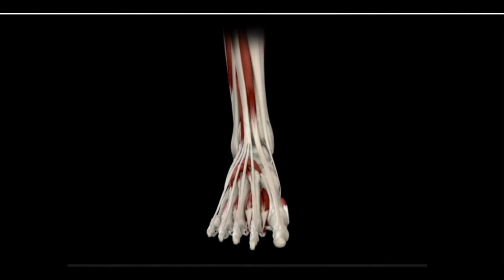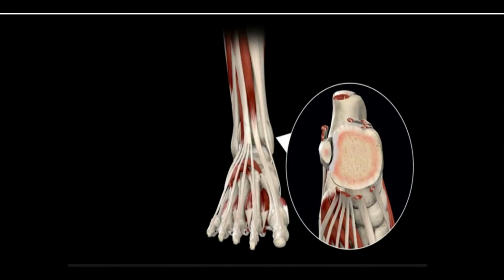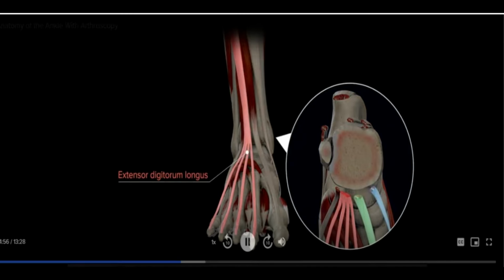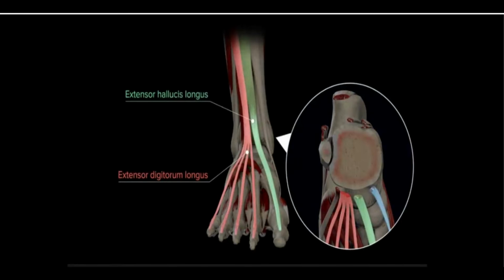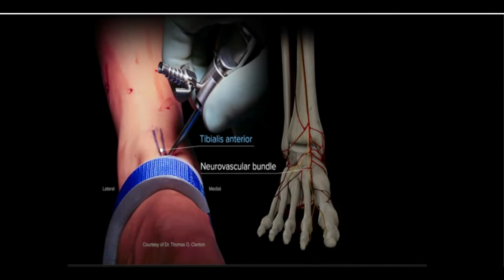When the skin is removed, a variety of superficial structures are seen that can be appreciated with this cross-section just above the ankle joint. Here we see, from lateral to medial, the extensor digitorum longus, then the extensor hallucis longus, and tibialis anterior. It is paramount that the anteromedial portal is made medial to the tibialis anterior tendon to avoid the anterior neurovascular bundle.